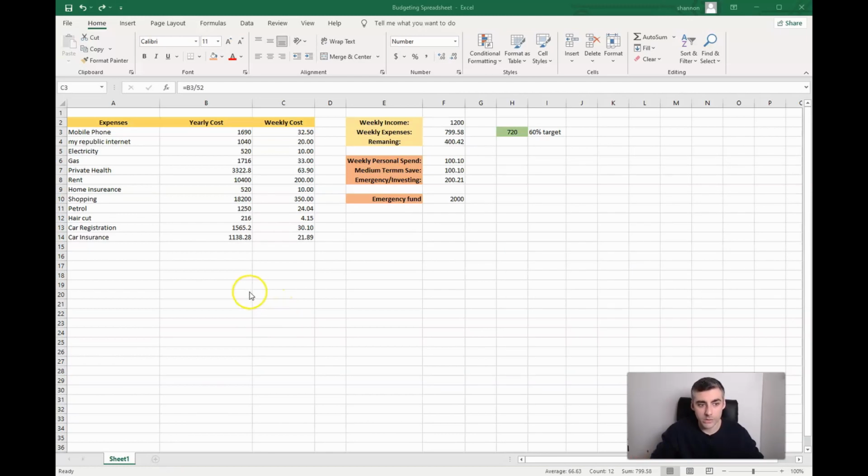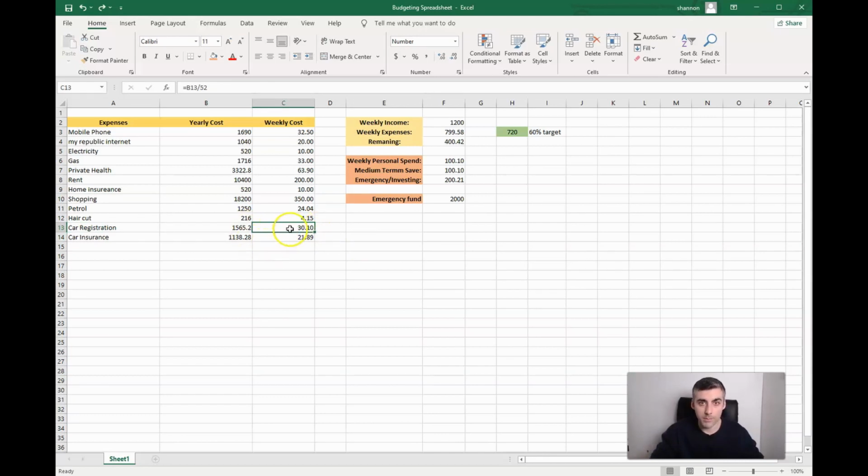Now, just to note as well, there are also some companies you can't pay on a weekly basis. For example, if you have your car insurance or car registration, normally you'll have to pay the company on a yearly basis, and you can't direct debit them weekly. You can't send them money on a weekly basis.